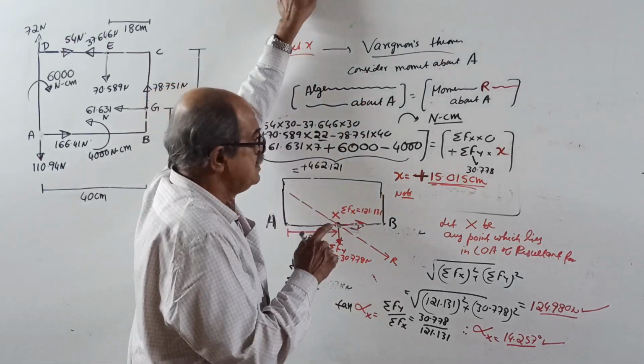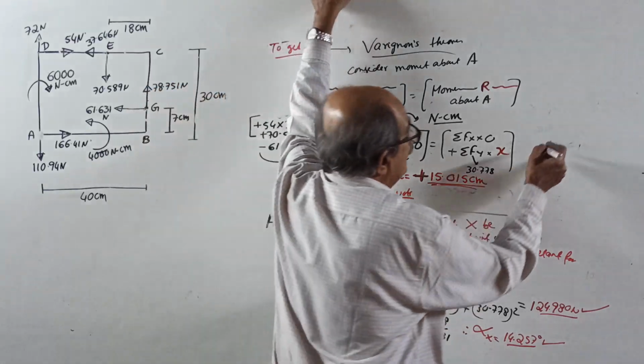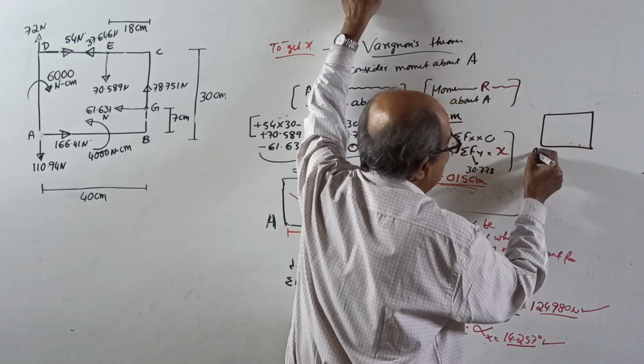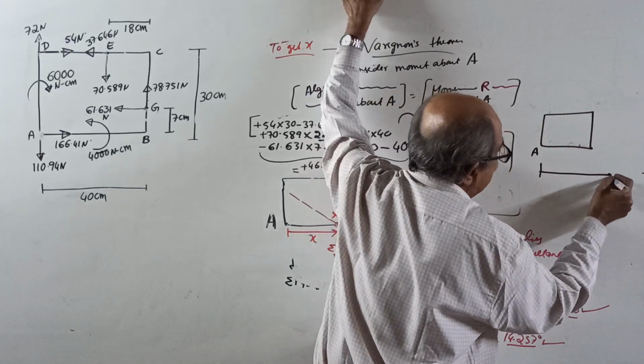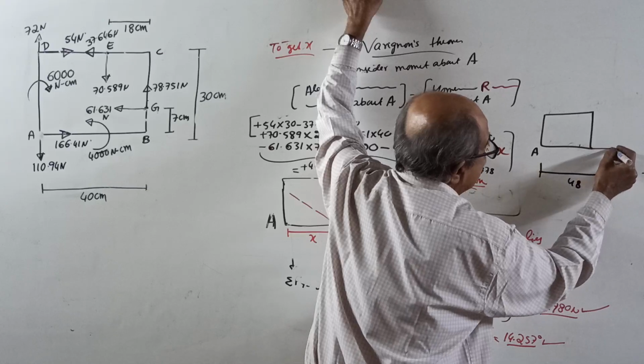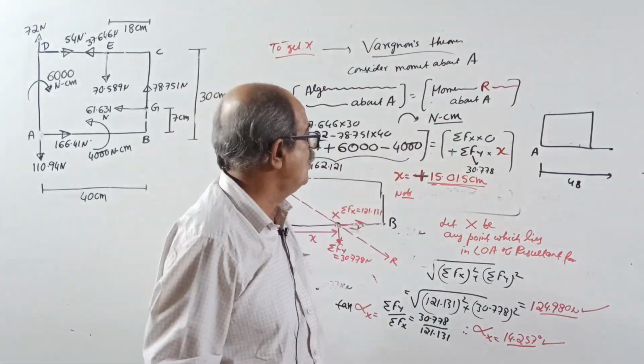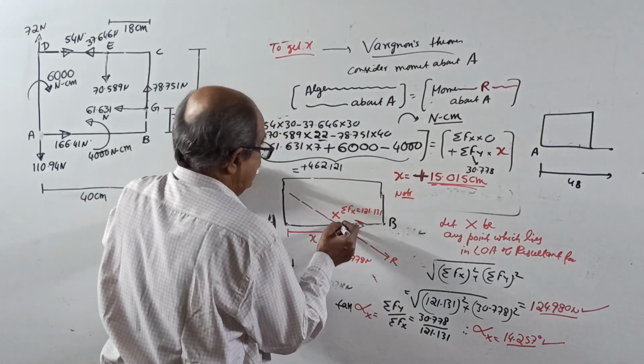See, by chance, if you get more than 40, then what will happen? Suppose you got 48, what to do? From A, you have to go right side by 48. It will cut somewhere here. This all will come in the further homework questions. Therefore, the resultant cuts here.